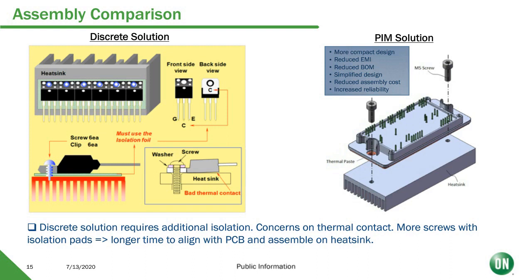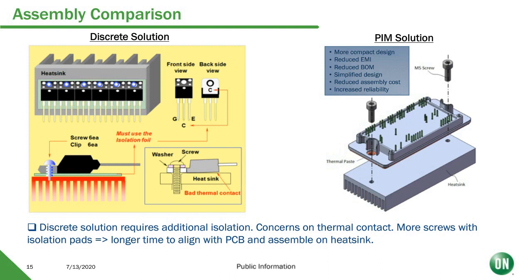And then when you're doing this, for a discrete solution you will normally need some sort of isolation foil or material that goes between the heatsink and the package itself, the tab of the package, to create the isolation. That's an extra material needed there, where from a module perspective, we have isolated base plates or DBCs already incorporated within the module itself. So we have taken care of that isolation barrier for you.